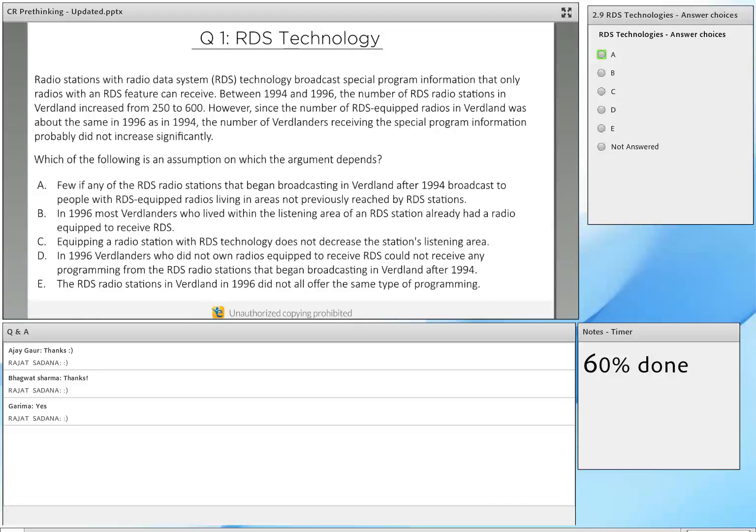All right, guys, get those answers in. 70% of the class is done. Okay, 5, 4, 3, 2, and 1. Let's end the poll. Again, choose an answer choice, guys.